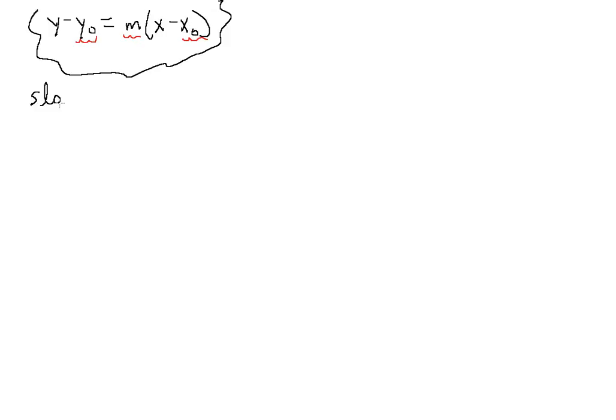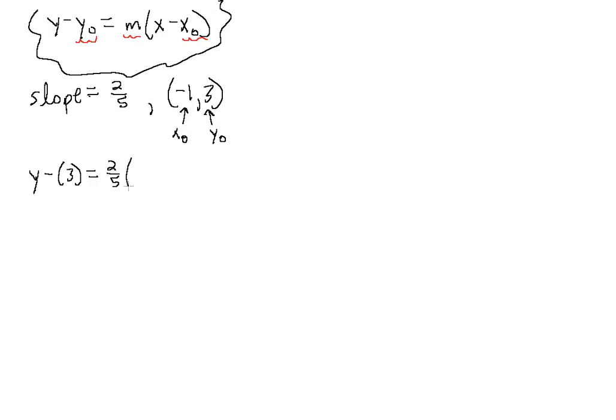So let's say we're given the slope of our line, and it's 2/5, and a point on the line is -1 and 3. This is going to be pretty simple because we're given all the information we need. This value right here is x naught, and this value right here is y naught. We can just plug them straight into our formula. So we have y minus 3 equals our slope, which is 2/5, times x minus x naught, which is just -1.